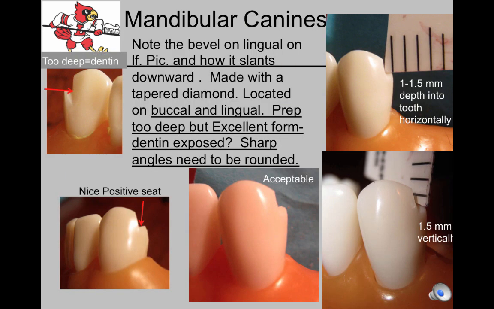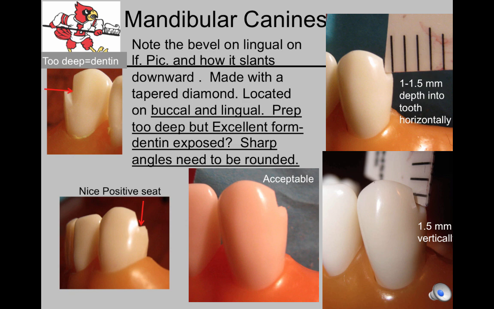Look at the far upper right picture on this slide. This illustrates the depth that you should go into the tooth horizontally for the distal incisal angle rest. It is approximately 1 millimeter in depth. It can go up to 1.5, but depending on how deep you take it, you could run the risk of getting into dentin. The inner portion of that rest is slightly deeper than at the marginal ridge area.